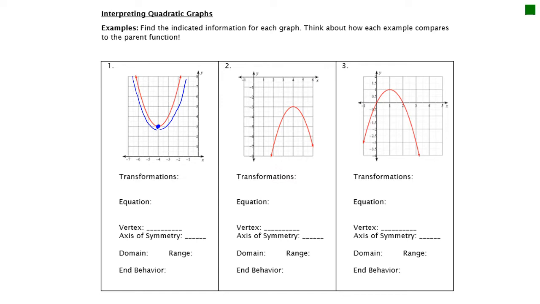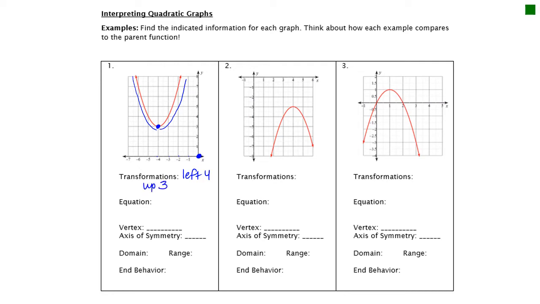So normally the vertex of the parent function is at 0, 0. So where I just put that other blue dot. So now if you compare where the vertices are, you can get a better idea for how it got transformed. So I noticed that it went 1, 2, 3, 4 to the left, and then up 3.